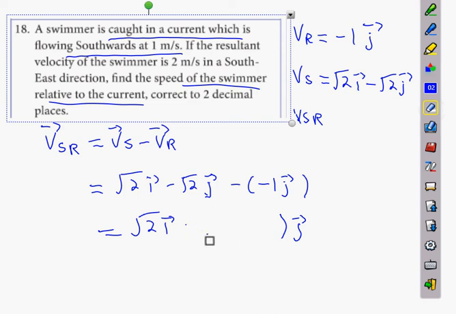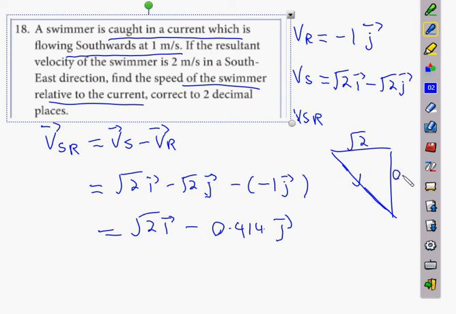So, minus 0.414j. Okay? So what I'd like to do here is, as I said before, we're going to do Pythagoras on this. And what we're going to get is root 2 here, 0.414 here. Square both of them and tell me what the speed is. So x squared equals root 2 squared plus 0.414 squared. And what do we get? Add them together, square root the answer. What do we get? I'm going for 1.47? Yeah. Alright.